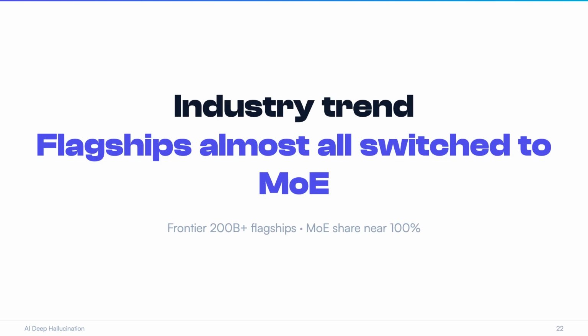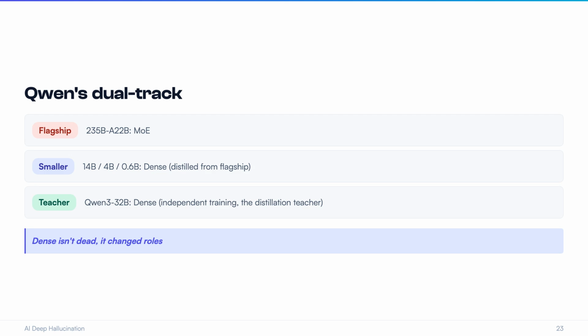Finally, the industry trend. Frontier 200 billion plus flagships are almost all MoE. Any dense counterexamples? At the flagship tier, basically none, but there's an interesting phenomenon, QN's dual track. Same team, flagships are MoE, smaller sizes are all dense. And in the QN3 generation, the smaller dense models from 0.6B up to 14B are all distilled from flagships. The teacher can be the 235B MoE or QN3 32B dense. QN3 32B itself is the teacher, not distilled.